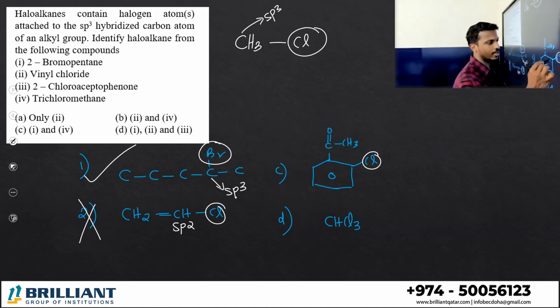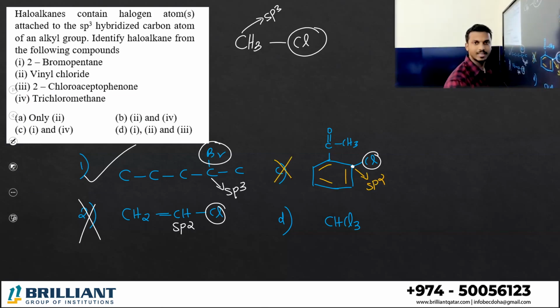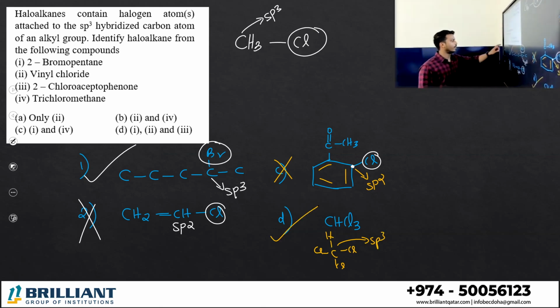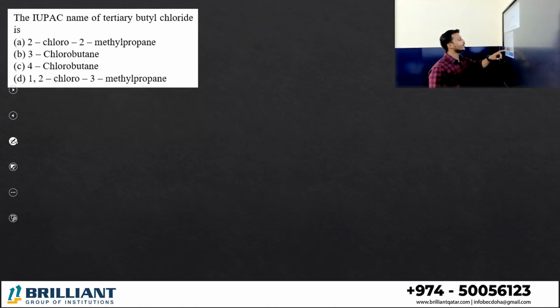Here the halogen connected carbon is a double bond, right? How to write the benzene ring? We can write it like this. See, this is a double bonded carbon, sp2. So, not that. CHCl3, all are single bonds, so this carbon is sp3. So compound number 1 and the 4th one are haloalkanes. Next one.